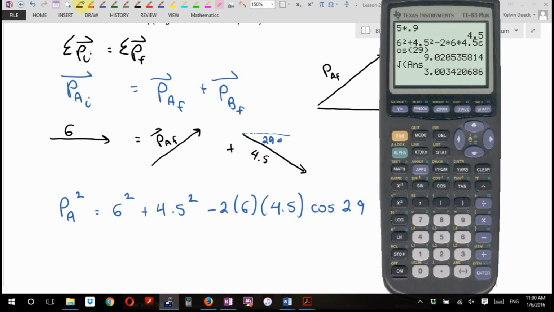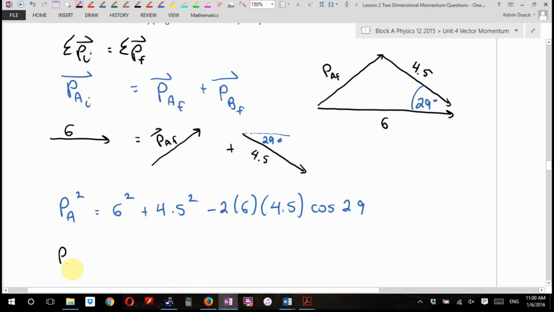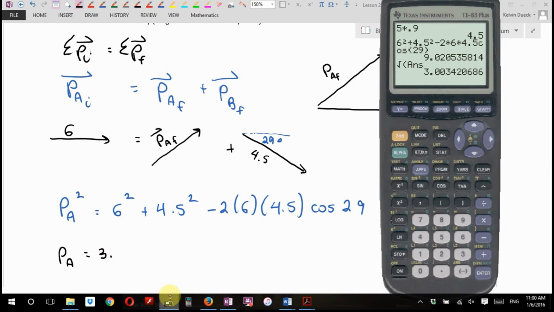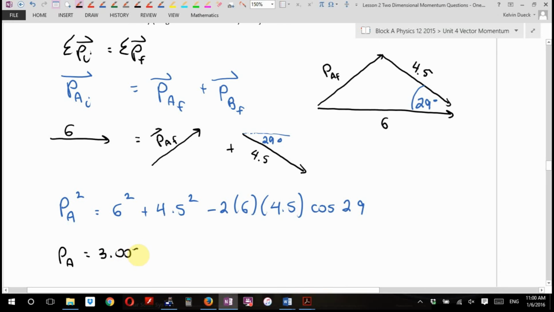So the momentum of object A final is going to be 3.00342. This isn't what they wanted me to find. What did they want me to find? Oh, a velocity, you say. If I know a momentum, how can I find a velocity from there? Oh, momentum is what times what? Mass times velocity.